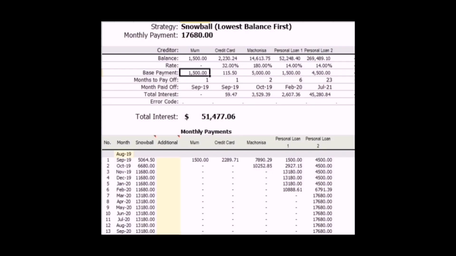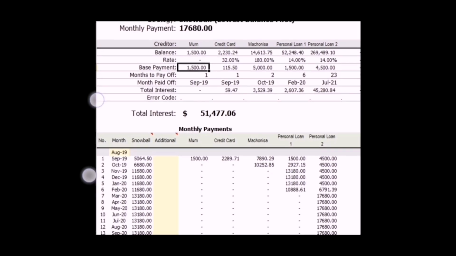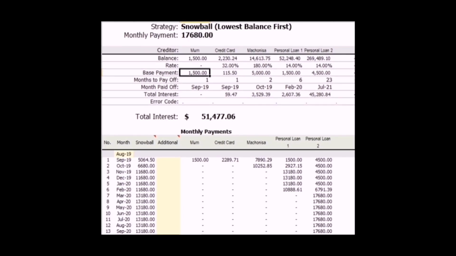So in the second month, which is October, I had that extra 5,000 still. So I paid off my machonisa. I paid a total of 10,252.85. So second month, my machonisa was gone. So it means that from the third month, I only had 2 debts to deal with. And remember, I had 17,000 now to apply towards this debt.